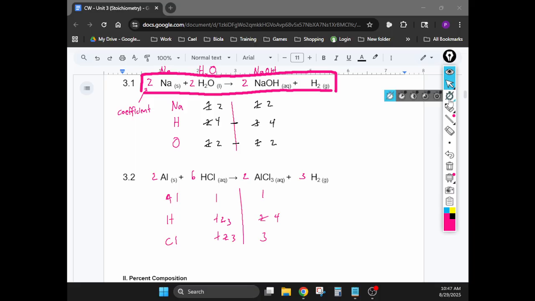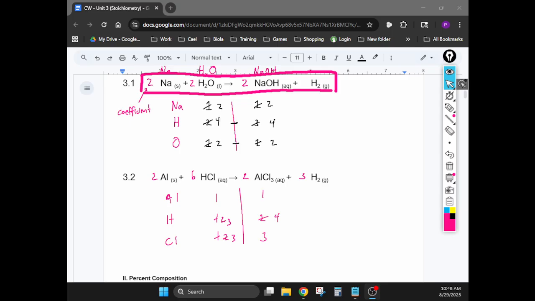If your numbers get too large, though, just a heads up, like if you're getting into double digits, you probably miscounted something. For this class and for the AP test, they're not going to give you any ridiculous balancing ones. So once you start hitting double digits for your coefficients, you probably messed up somewhere in terms of the counting.